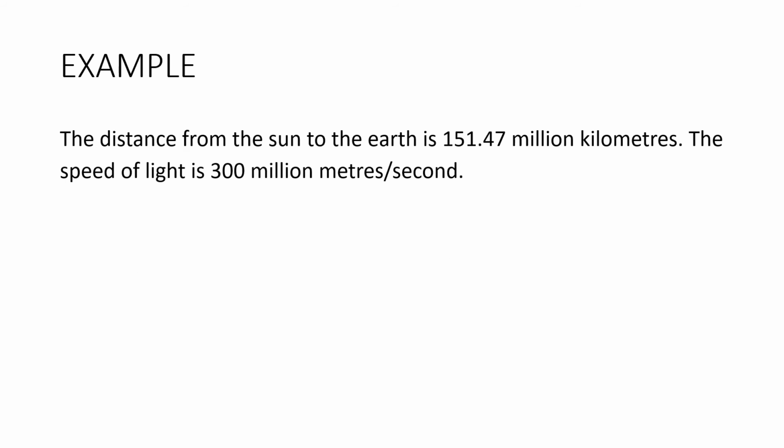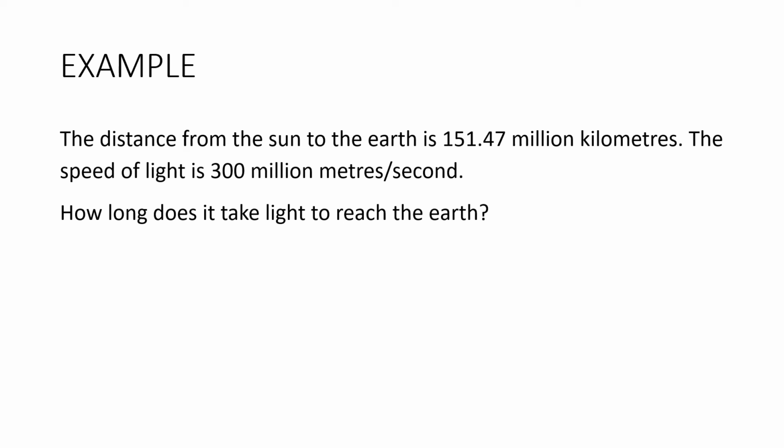Here's an example. The distance from the Sun to the Earth is 151.47 million kilometers. The speed of light is 300 million meters per second. How long does it take light to reach the Earth? Now this is a distance, speed, time question, so I like to use the DST triangle. We want to know how long does it take, so that's time. And time is going to be distance divided by speed. But we've got an added complication. We have different units. We've got kilometers here and meters here. So we need to do some conversions.